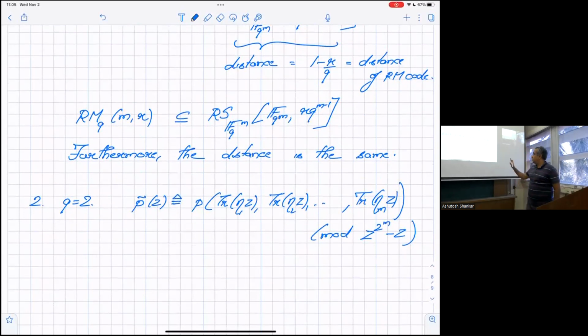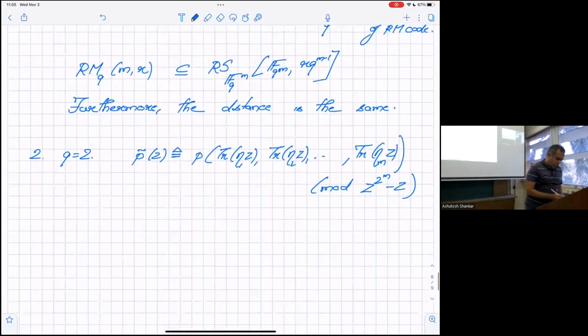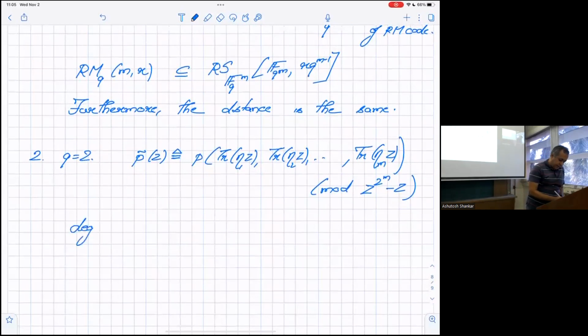Okay, fair enough. So this is a polynomial. I just forcibly reduce the degree to less than 2^m so that I can think of it as a Reed-Solomon code. But now I want to ask, what is the degree of P tilde?